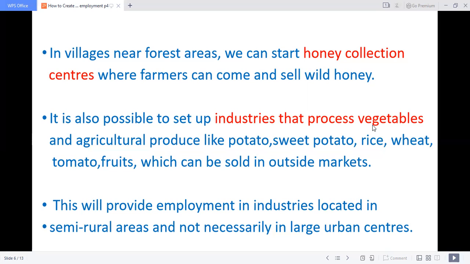So if the government sets up this type of industries to process these vegetables, the farmers need not sell their guava or mango or rice, wheat and all at the lowest cost. Okay, so industries that process vegetables can be set up in rural areas. This will not only provide a better price to the farmers, but also provide employment opportunities to semi-rural people.